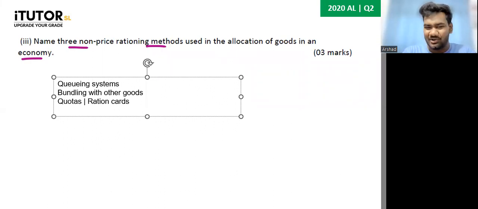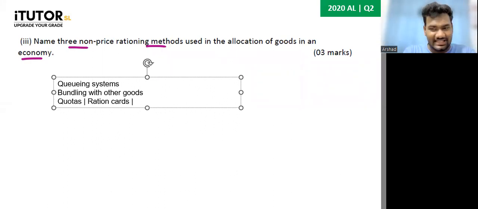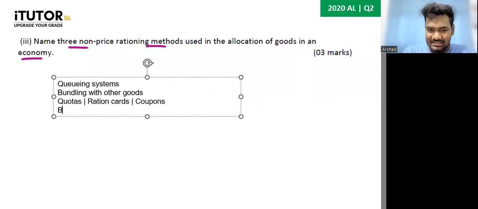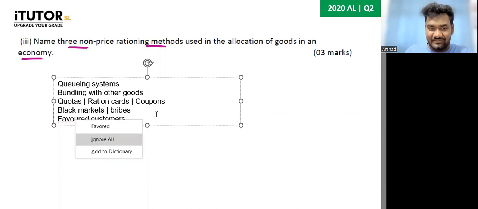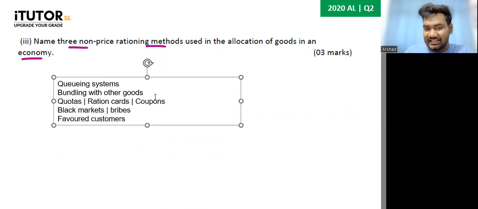So coupons, quotas, all are somewhat similar, right? All of it allocates like a quota. You can even say black market, favored customers. These black markets and favored customers are not ideal ones. So black markets, even bribes and all, these are not ideal methods. These are illegal methods. So just see those are in the other scheme, but these first three, they are the three, no. So you should know how to write them.